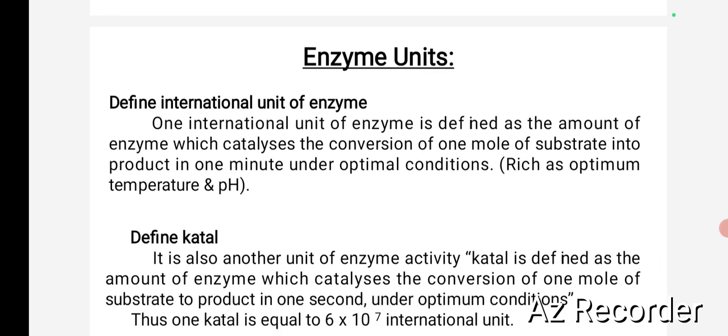Different types of enzyme units are available. First one is the international unit of enzyme. One international unit of enzyme is defined as the amount of enzyme which catalyzes the conversion of 1 micromole of substrate into product in 1 minute under optimal conditions. Optimal conditions means optimum pH and temperature.